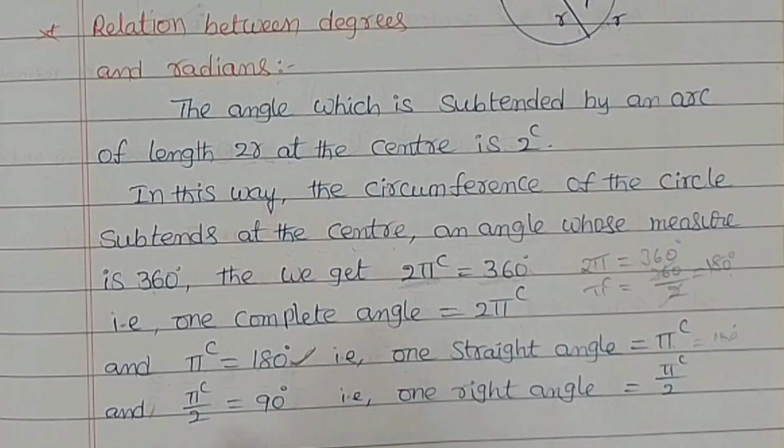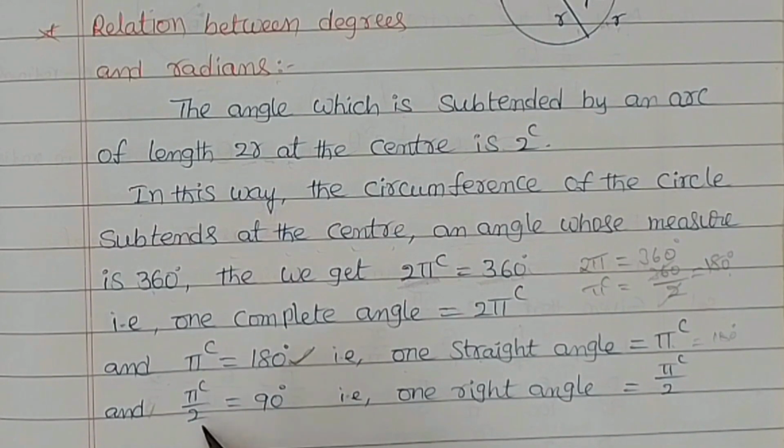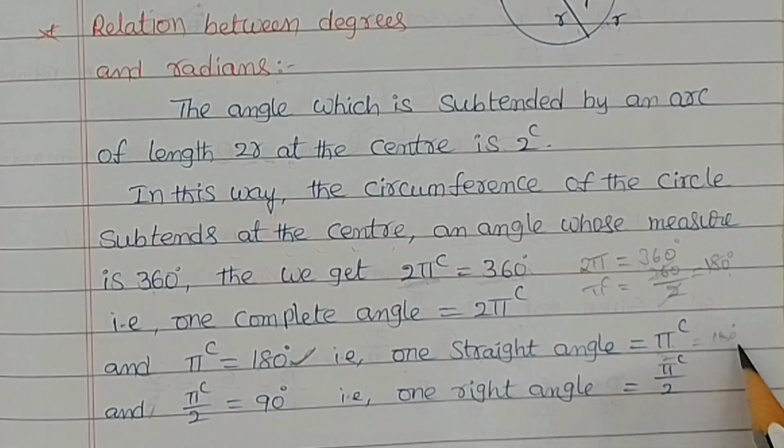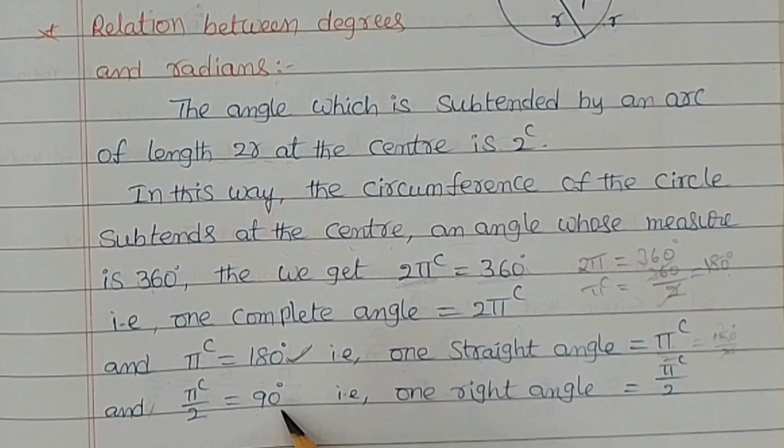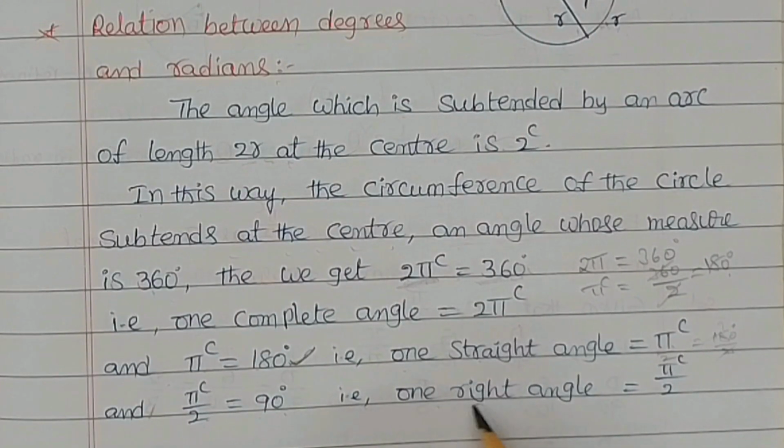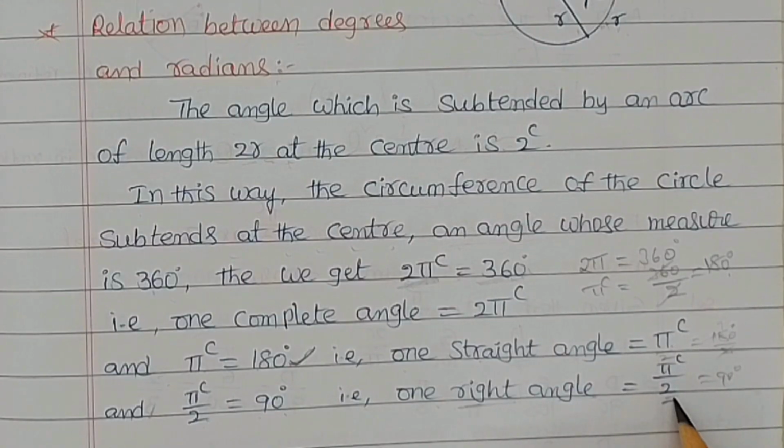Now dividing both sides by 2, we get π by 2 radians equal to 90 degrees, which equals one right angle. One right angle equals 90 degrees, so π by 2 radians means 90 degrees. That is the relation between degrees and radians.